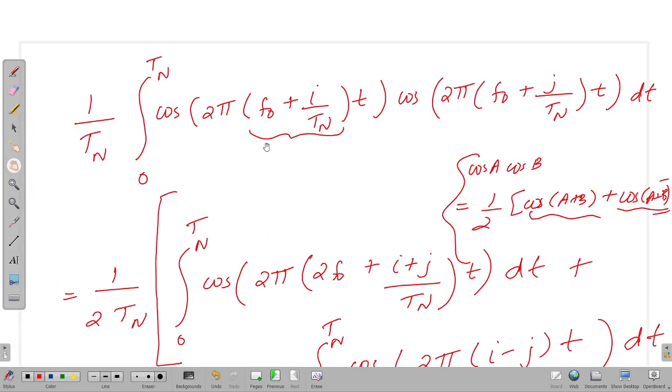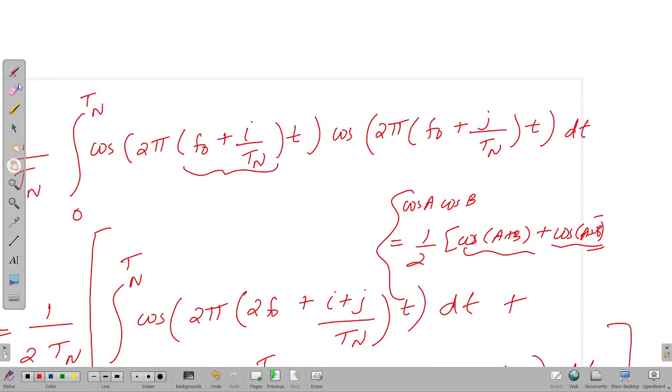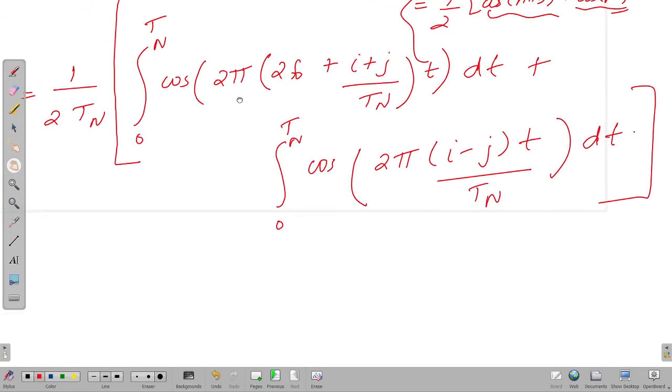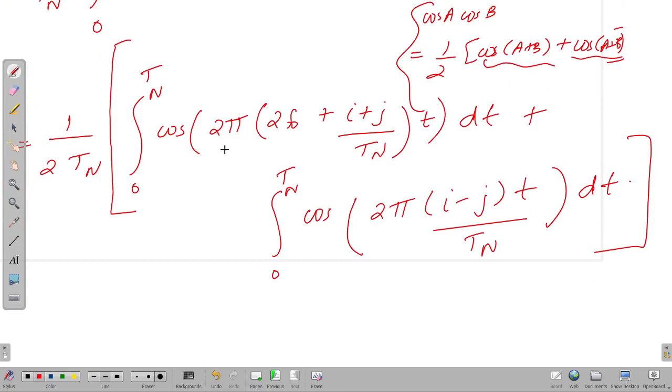So what happens is when you add these two, you have 2 pi into f naught plus f naught, which is 2 f naught, and you have (i plus j) divided by Tn. And when you subtract, f naught and f naught get cancelled, and the remaining part is 2 pi into (i minus j) divided by Tn. And so you have these two expressions here, and we'll see what happens to the values of these expressions.